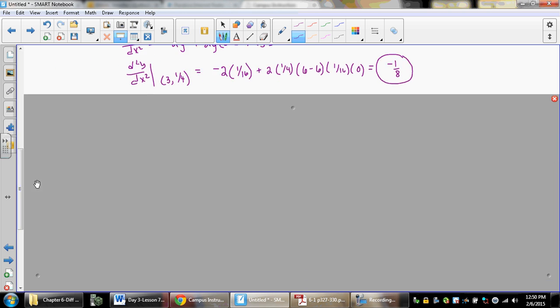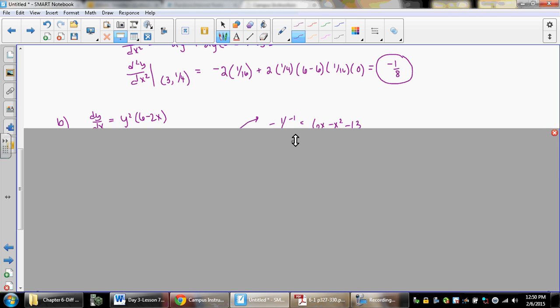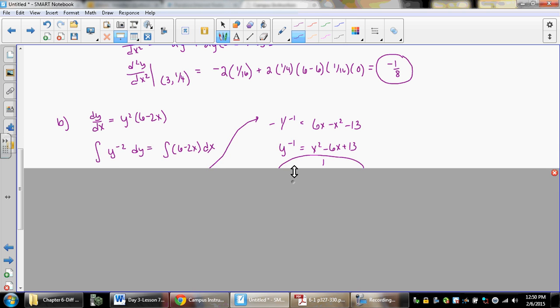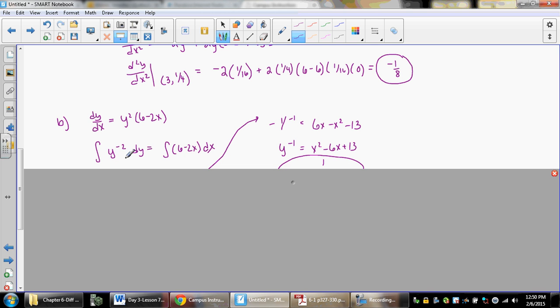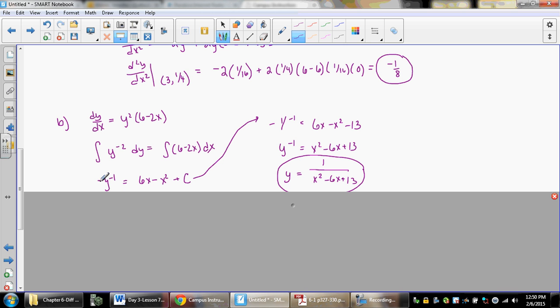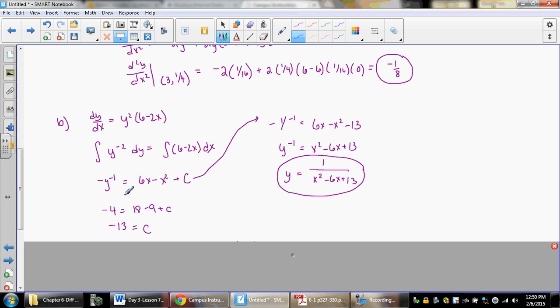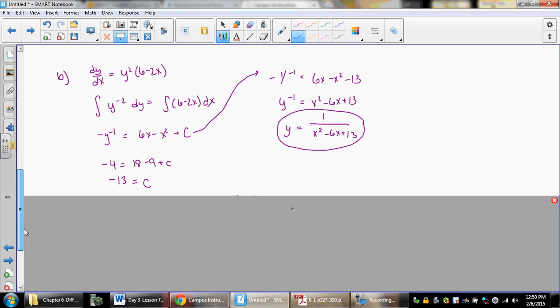Part B is what we've been working on, separate the variables. So you can kind of see it a little bit ahead on the right-hand side here. So we start with this. We separate the variables and we get y to the negative 2 and 6 minus 2x. When we integrate, that becomes negative y to the negative 1 and 6x minus x squared. I plugged in the initial values to solve for c, which is negative 13. Substitute, multiply both sides by the negative 1, raise both sides to the negative 1 power. And there's your solution.